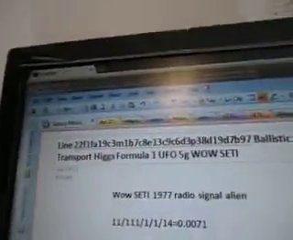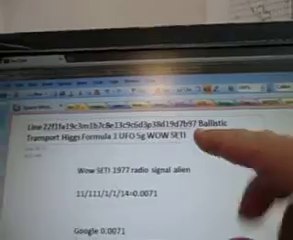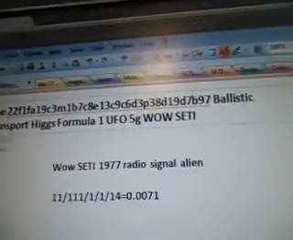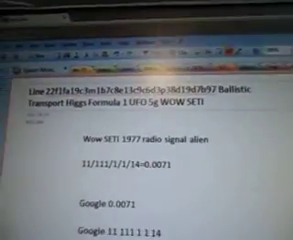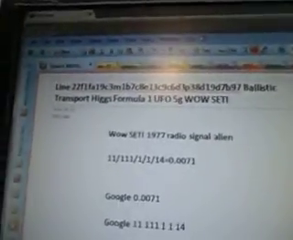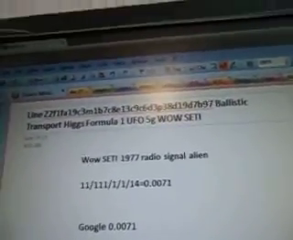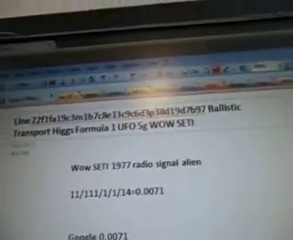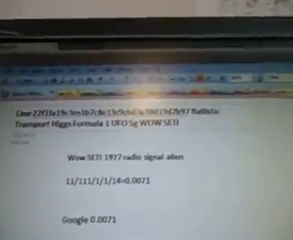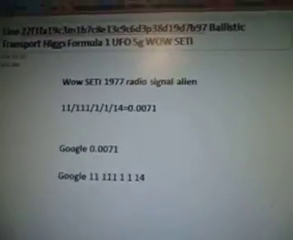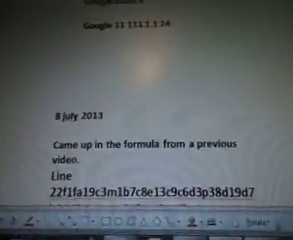Okay, this is going to be 97A, and it's line 22, 97A, but I didn't put the A here because I didn't want to make the line any longer than it already is. So it's under Ballistic Transport Higgs Formula, 1 UFO 5G Wow Seti. There's, I think, 5 or 7 formulas with this particular Ballistic Transport Higgs formula. I did divide it up. It was just huge. So here's the alien radio signal.